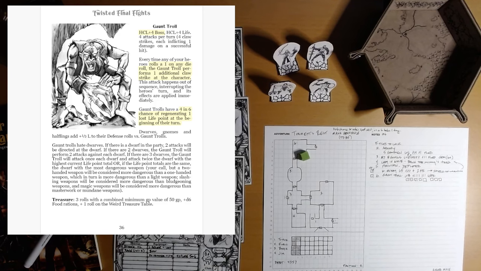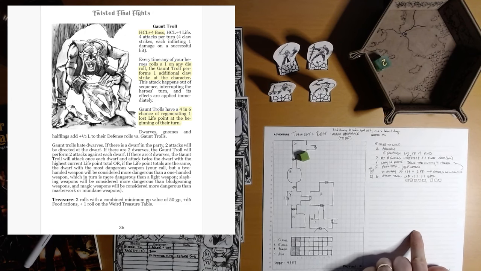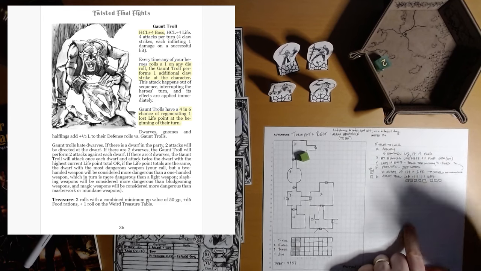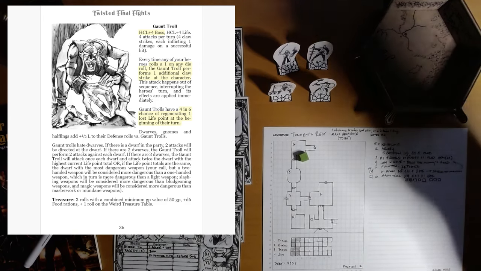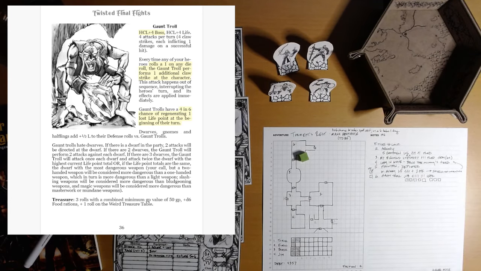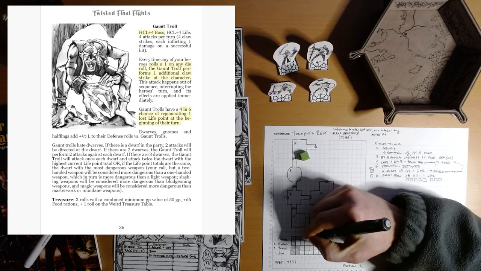Okay, 4 and 6 chances. So 1 to 4. Yep, he regains a point of life. Where's my eraser? Okay, and now he attacks everybody. Throck, 4 plus 1 defense, not enough. Throck.